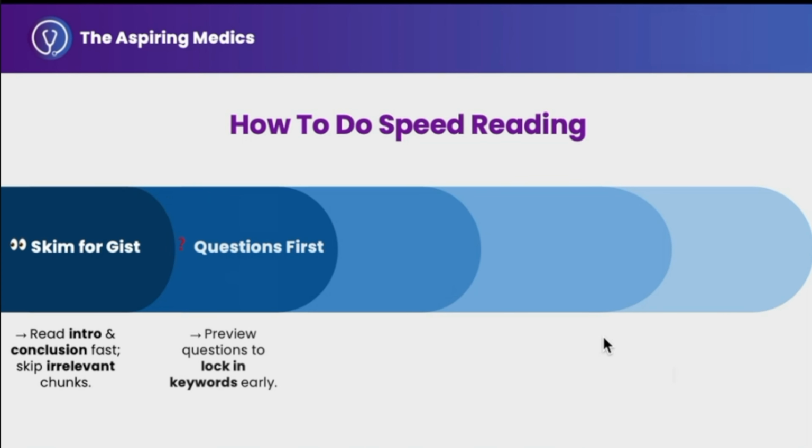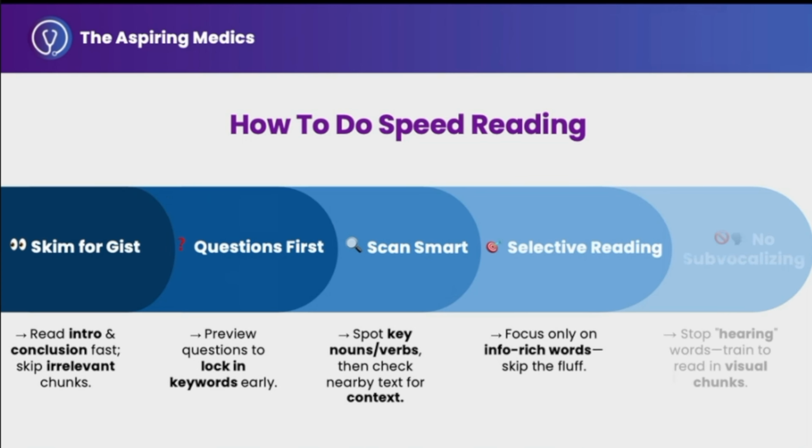So how to do speed reading. Read the intro and conclusion. So read the top and the bottom, because that generally gives you a summarized understanding of what's going to happen. And then skip irrelevant chunks in the passage that aren't relevant to your questions. And again, you only know that when you read the questions first. Preview questions to lock in keywords early. Spot key nouns and verbs, and then check the nearby text for context. And focus only on info-rich words. Skip the fluff. Stop hearing words, train to read in visual chunks.